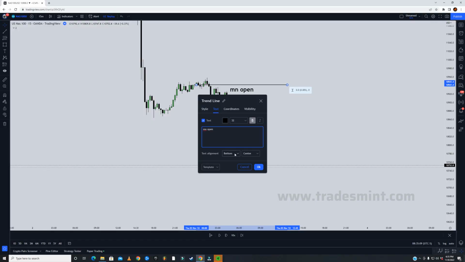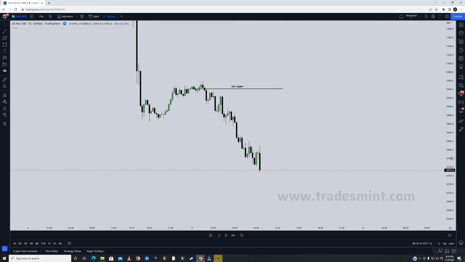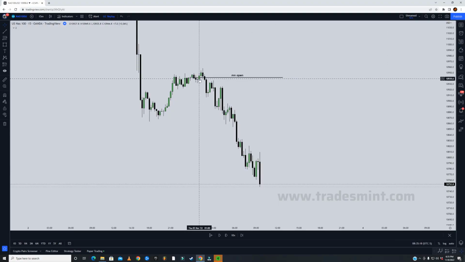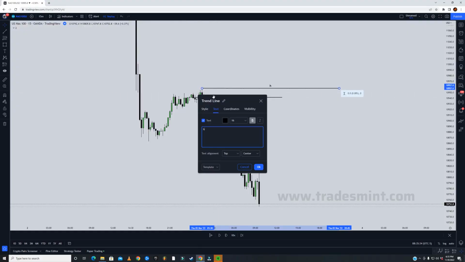Okay, I'm going to put it at the top. Perfect. I'm going to decrease the size a bit. Midnight open, right? And after the midnight open, you want to start identifying the high of the day and the low of the day. So the high of the day is, as you can see, the highest point after 12 a.m. So this is the high of the day. This is the highest point. So I'm going to mark this high, okay?